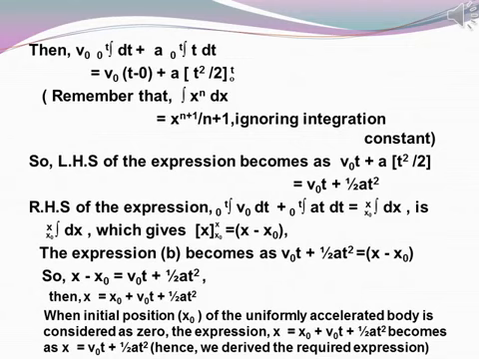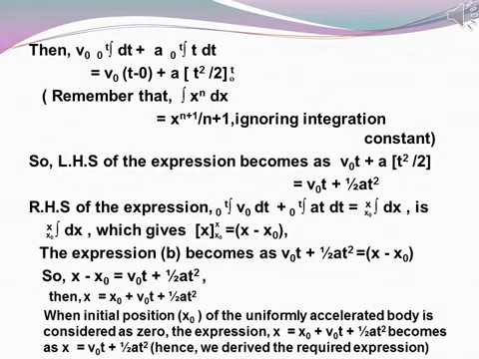Then v0 into 0 to t integration of dt plus a into 0 to t integration of t dt, which is equal to v0 into t minus 0 plus a into t square by 2, the lower limit 0 and upper limit t. You have to remember that integration of x to the power of n dx is equal to x to the power of n plus 1 whole divided by n plus 1. Here, we ignore the integration constant.